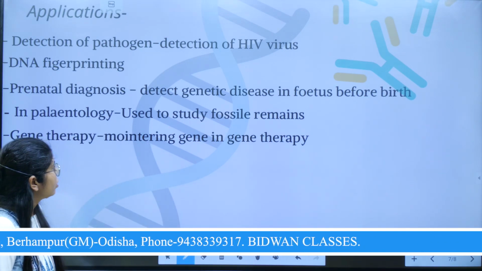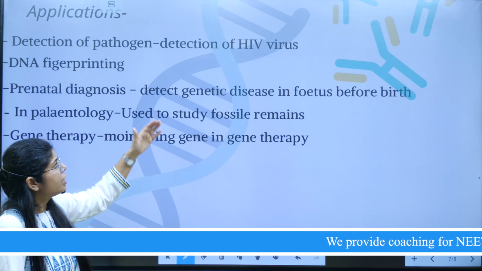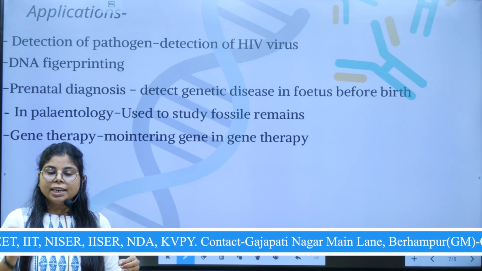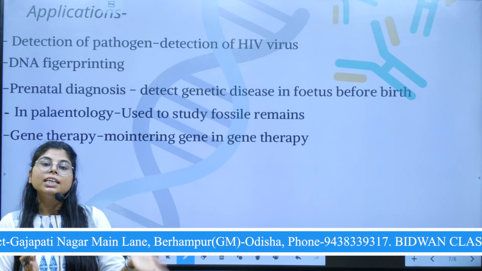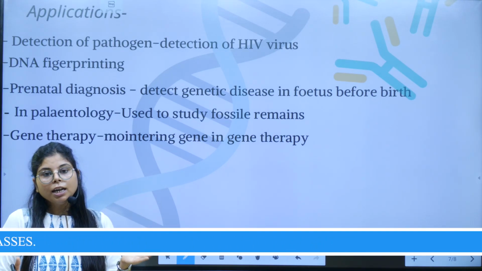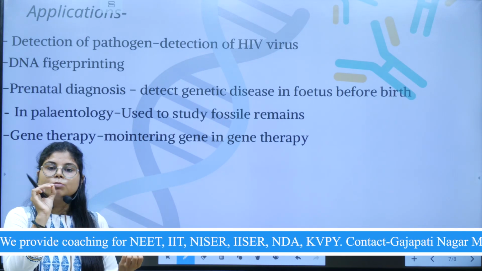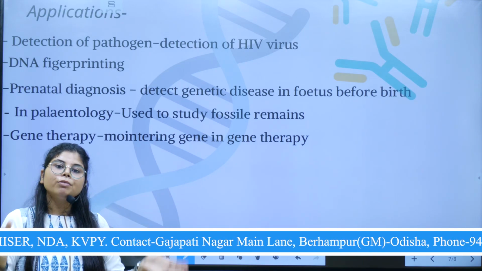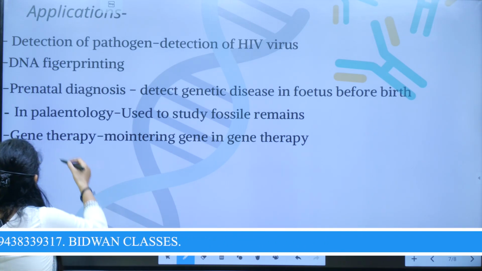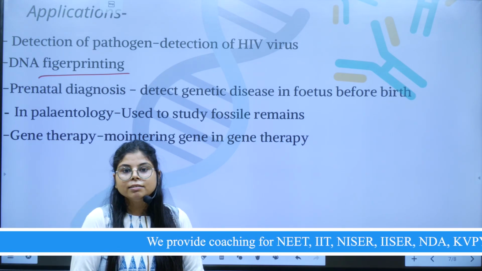Some of it we can look at. For example, if we need to detect any pathogen, just like I told you, the HIV virus or the COVID virus, and it is there in very small amount, even at an early stage where you do not get the symptoms, you can detect it using PCR, because even a very small amount of that DNA can be amplified to a greater extent, and we can detect the pathogen.